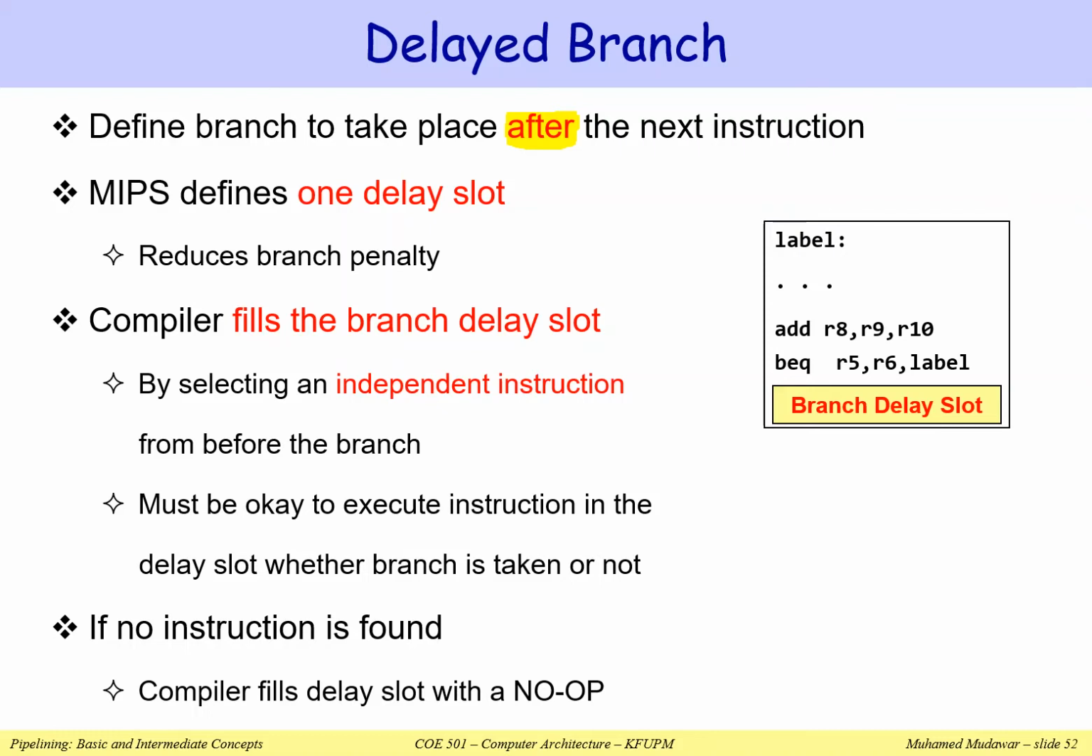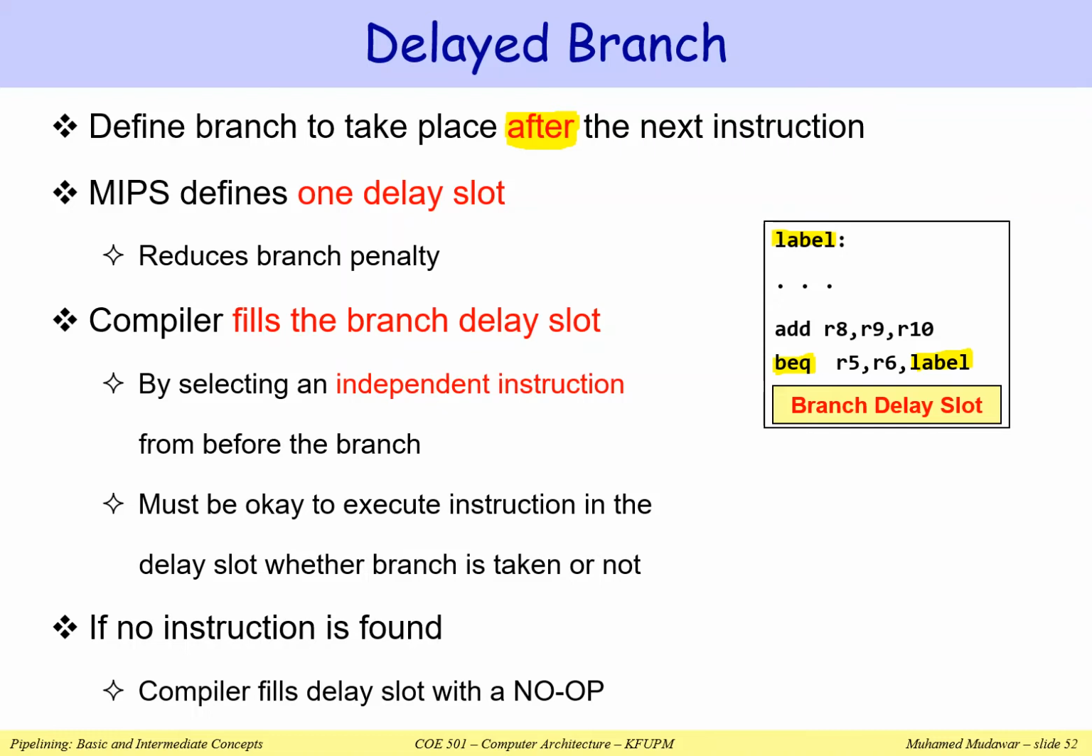Let us take a look at this example. I have this branch if equal instruction. Okay, so this branch is going to branch to label. That's a backward branch. It's a loop branch. It does not really matter. This branch can be forward or backward. It does not really matter. It will work in both cases.